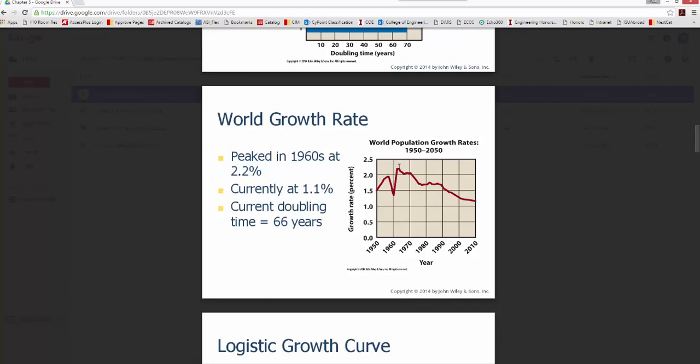That was world population growth back in the early 60s. Since then, we have been on a decline, and there are reasons why it has been declining. We'll talk a little bit about that as we go through this chapter. Currently, world population growth is 1.1%. If we take that number 70 and divide it by 1.1, the time for world population to double is 66 years.